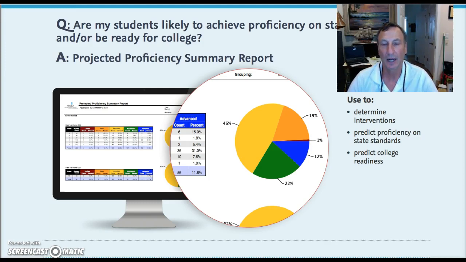So I hope this gives you a good view of a tool that you can use to assess and reassess.